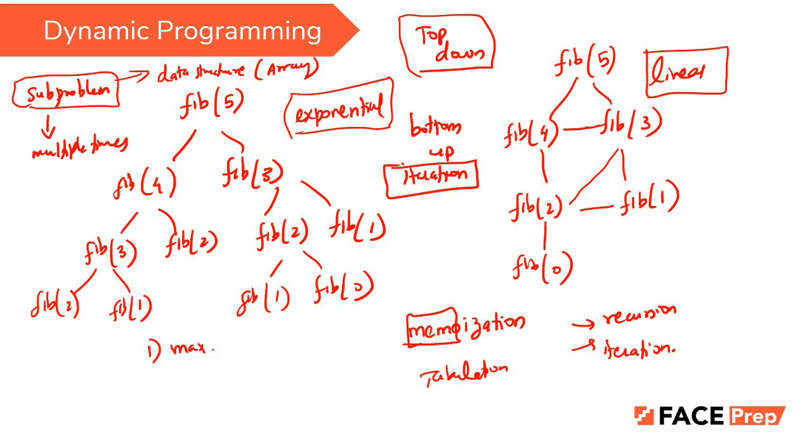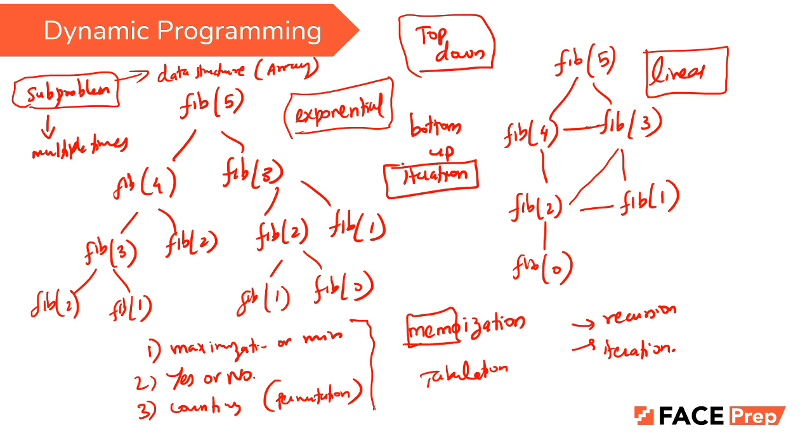We can use it in maximization or minimization problems. We can use it in decision making, yes or no problems, right? We can use it in counting, so permutation problems basically, where I am counting the number of ways in which you can do something. There are many situations where you can apply these dynamic programming techniques. It is an algorithm design paradigm.